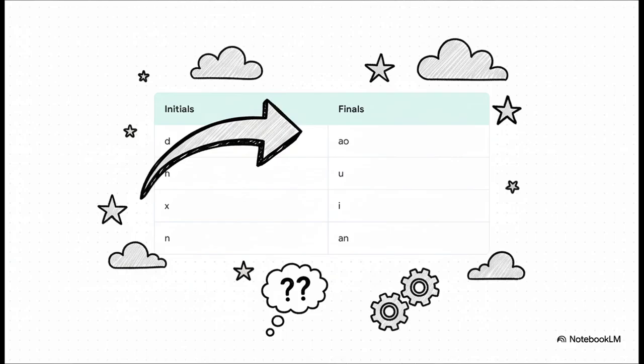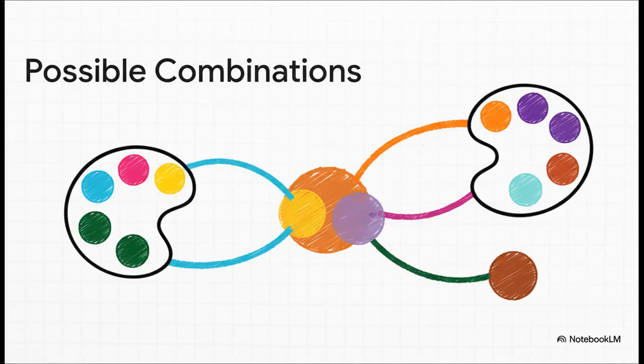Okay, it's your turn to play. Think of this as a quick matching game. Pick any initial you see on the left and match it with any final from the right to create a syllable. Go ahead, give it a shot. So how did you do? Here are just a few of the combinations you could have come up with. Maybe you matched D and ow to get dao, or N and an to make non. This really shows you how flexible the system is. You can mix and match these parts to create all sorts of sounds.